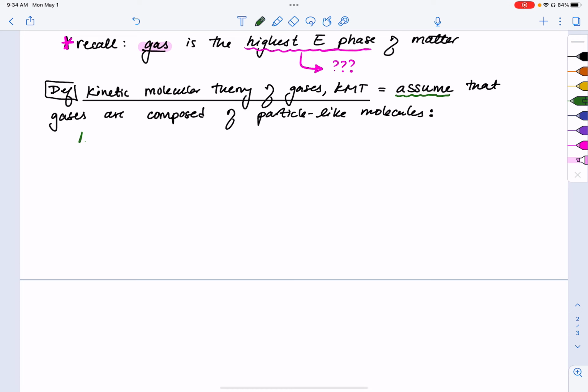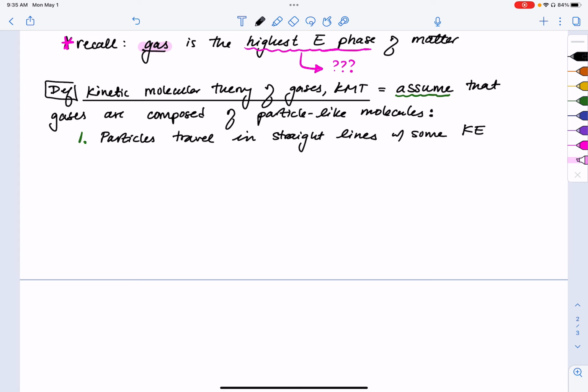The first is that these particles travel in straight lines with some amount of kinetic energy. So they're moving at some speed in a straight line.